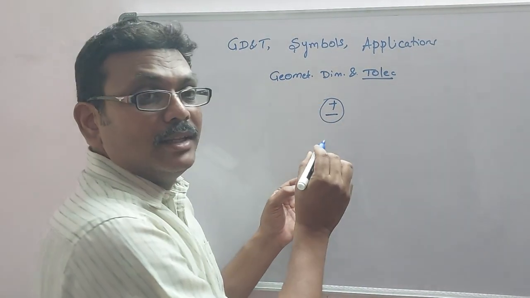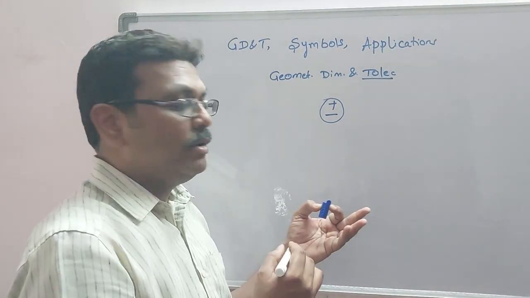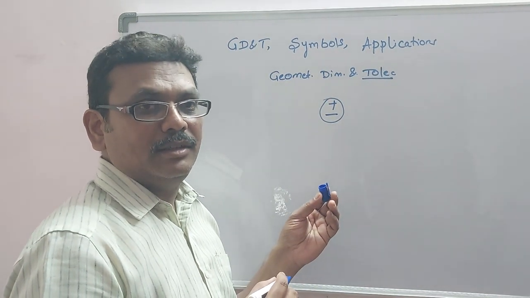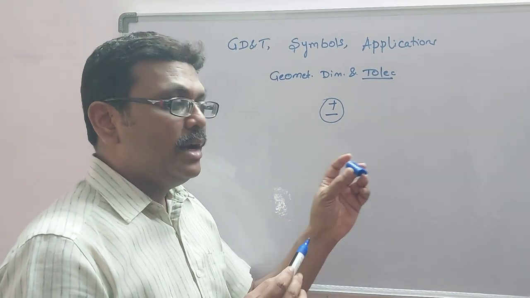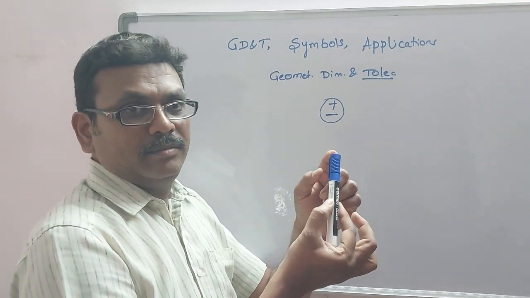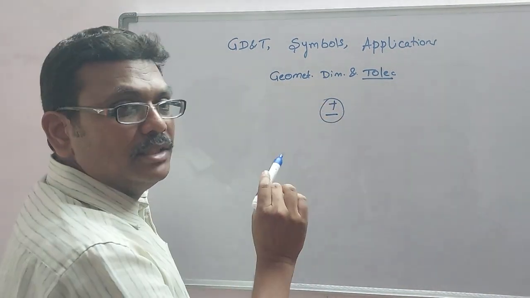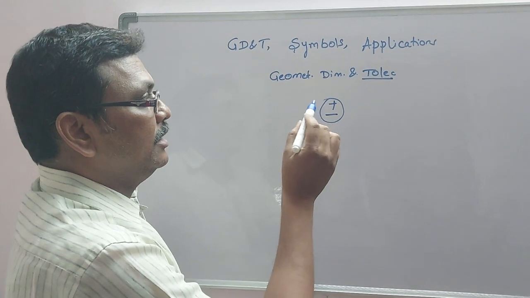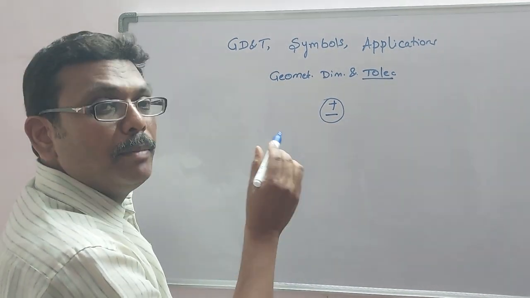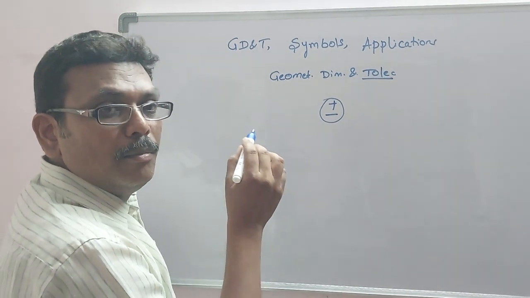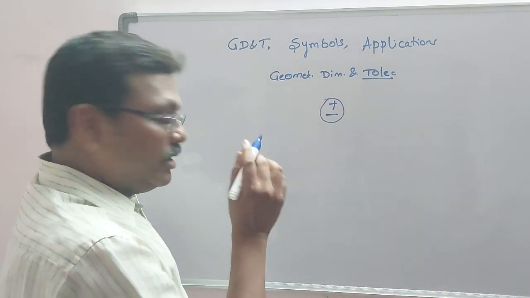We have to give those particular limits and tolerances for a particular dimension. Then only it is possible to fit this cap onto the pen. So geometric dimensioning is nothing but the application of dimensions and tolerances for a particular component to get it manufactured or produced perfectly, right?